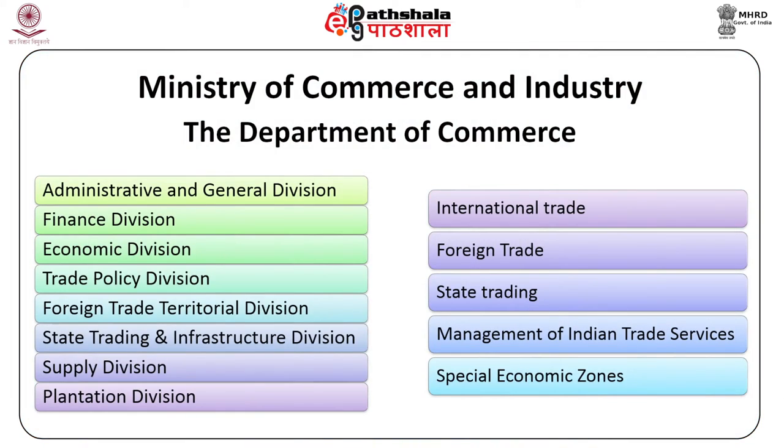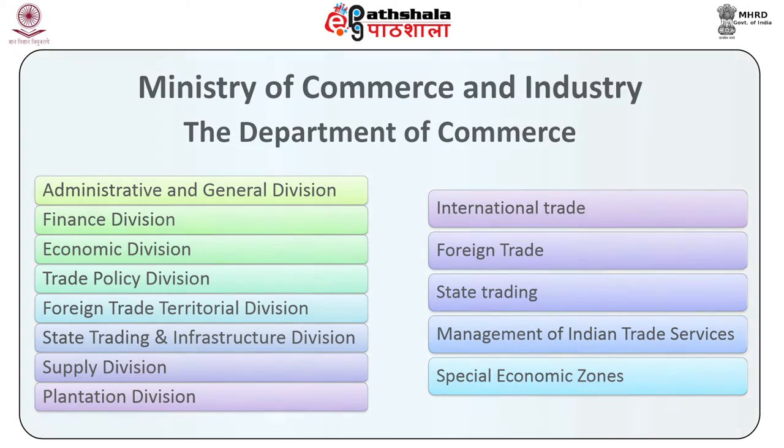The 8 divisions of the Department of Commerce assist in its smooth functioning: Administrative and General Division, Finance Division, Economic Division, Trade Policy Division, Foreign Trade Territorial Division, State Trading and Infrastructure Division, Supply Division, and Plantation Division. The Department of Commerce also exercises administrative control on the following: International Trade, Foreign Trade, State Trading, Management of Indian Trade Services, and Special Economic Zones.